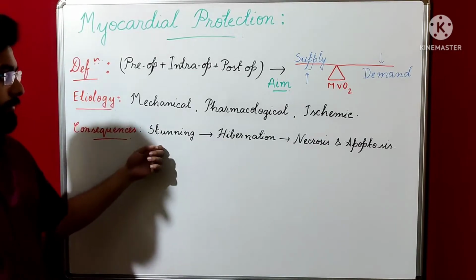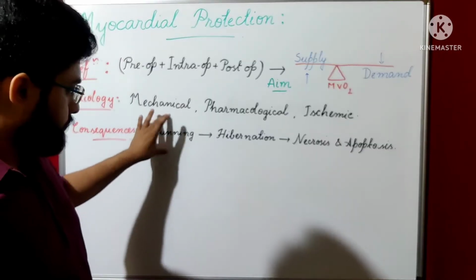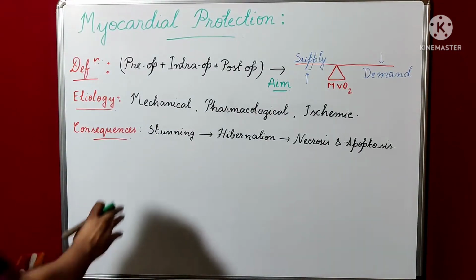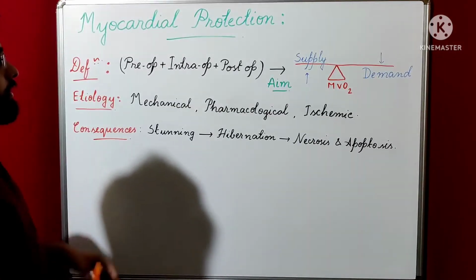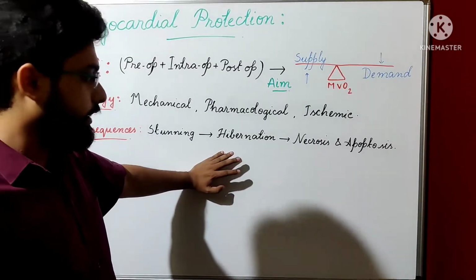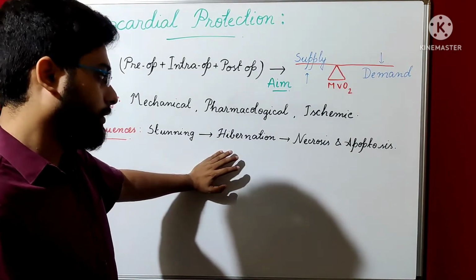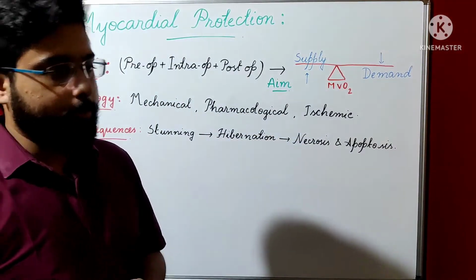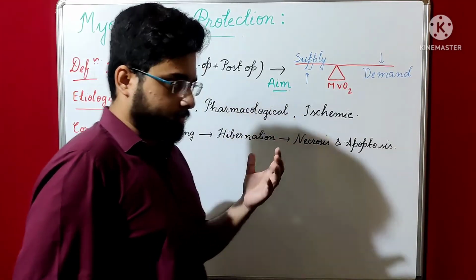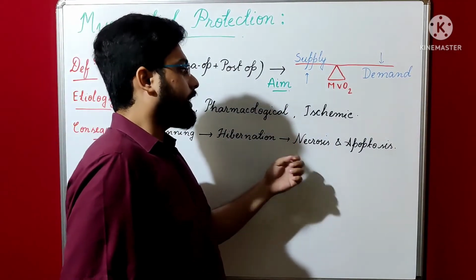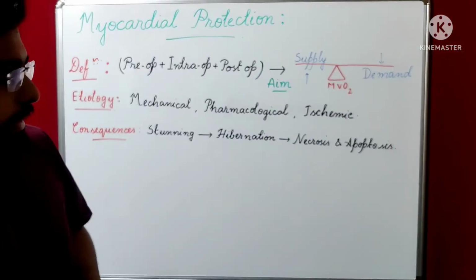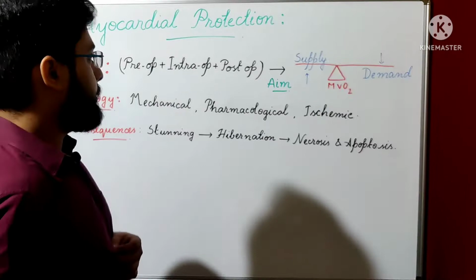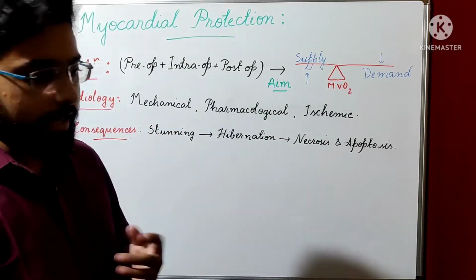Again, for a recap, stunning is a fully reversible injury, and following that the consequence is hibernation, which is partially reversible. Following that, if the protection strategy is not appropriate and the ischemia is more severe, then necrosis and apoptosis, that is cell death. Next we will see the myocardial protective strategies.